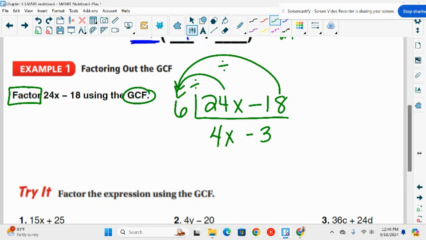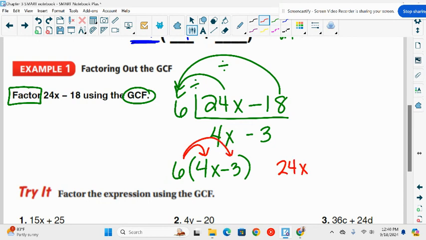So how do I write this as the distributive property? 6, in parentheses, 4x minus 3. Okay, and then I could check it. I could go 6 times 4x is 24x. And then 6 times negative 3 is negative 18, which is what I started with, so I did it correctly. Nothing tremendously new here, right? You remember this from last year?